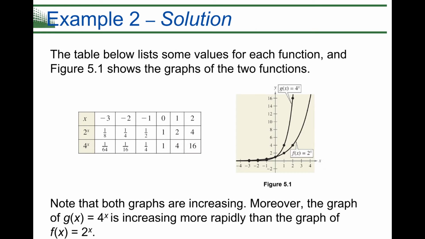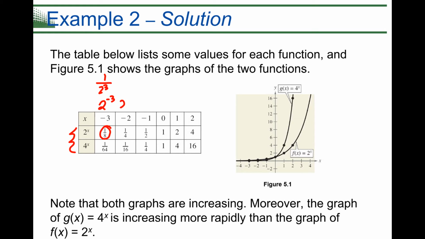So you can see here the table below lists some values for each of the functions, and it shows the graphs of the two functions. So here's how I would figure out what these graphs look like. These are my equations, and I would plug in -3. Now how do I get 1/8? Well, that's because 2 to the -3, remember your rules of exponents, is really the same as 1/2 cubed. And so that's how we got the 1/8.